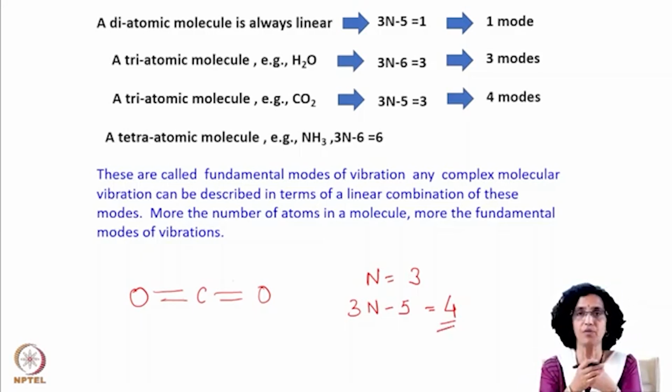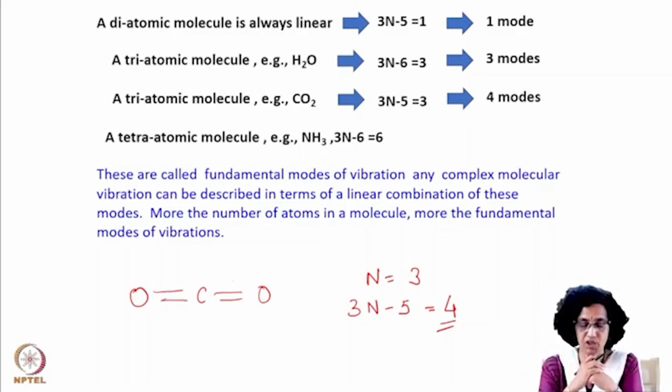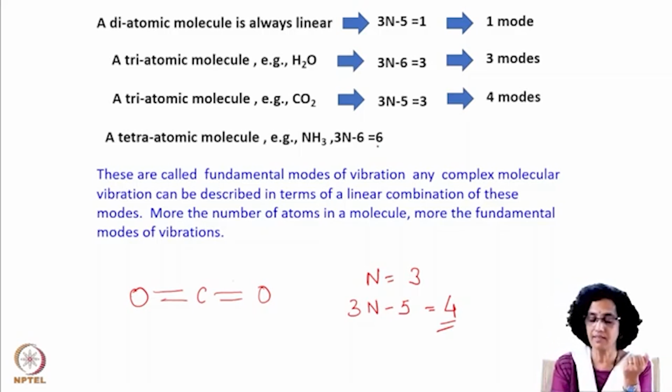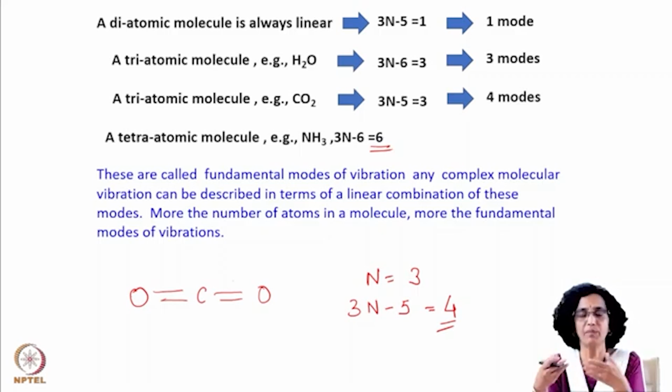Similarly, you can think of ammonia. Ammonia is NH3. It has 4 atoms. It has a trigonal pyramidal shape. It is not a linear molecule, therefore it has 6 vibrational degrees of freedom. And so in this way, for each molecule, you can deduce the number of vibrational degrees of freedom it possesses.